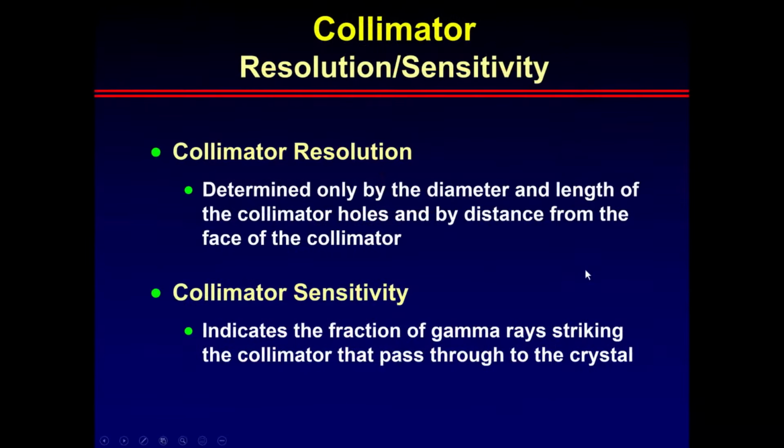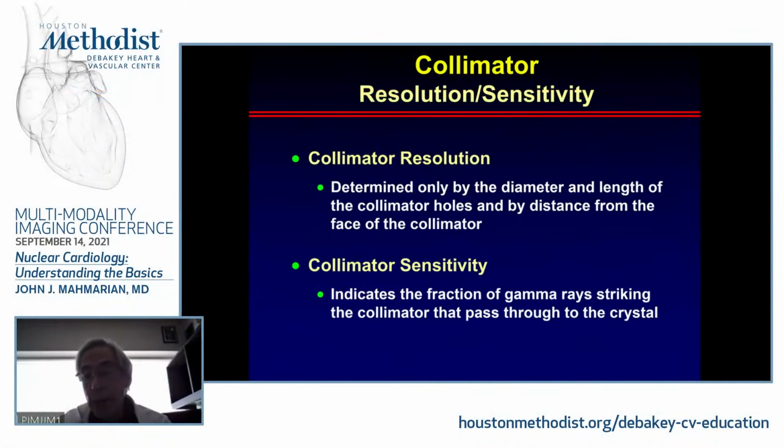So let's first talk about collimator resolution, because remember that on top of the crystal sits a collimator, and that collimator directs which photons can actually be accepted by the crystal for ionization. So collimator resolution is determined by the diameter and length of the collimator holes and by the distance of the point source from the face of the collimator.